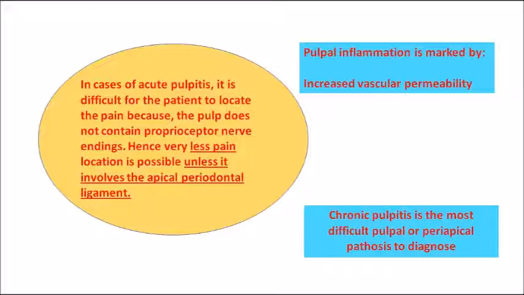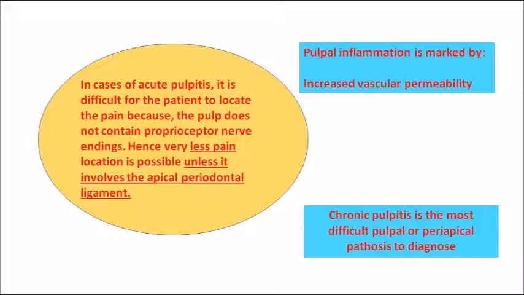Okay, so pulp does not contain proprioceptor nerve endings to locate the pain of acute pulpitis. Hence, very little pain location is possible unless it involves the periapical or apical periodontal ligament. Once it involves the apical periodontal ligament, there will be TOP, tender on percussion, where that effect is because of the periodontal ligaments. Then the location of the pain becomes perfect.